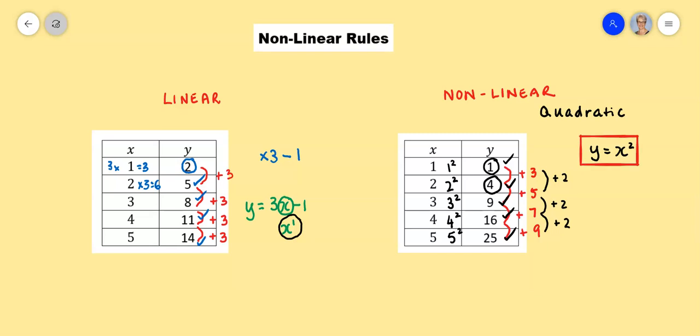Remember, this rule is a quadratic rule and it's a special type of non-linear rule.